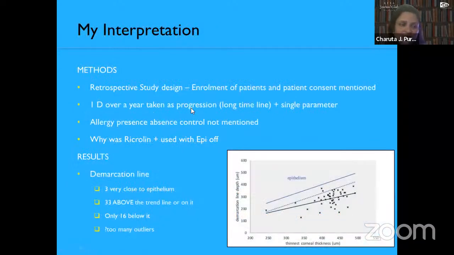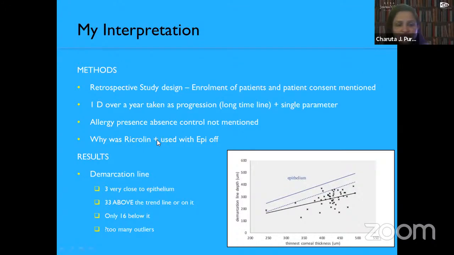So coming to my interpretation, I think that in the study design methodology, there are some obvious pointers. That is, the enrollment of patients and patient consent were mentioned in the same paragraph, although it is a retrospective study design. One diopter over a year was taken as the progression, which is a long timeline for establishing progression, especially when there is only one parameter that we are taking into consideration. The presence or absence of allergy or its control has not been mentioned anywhere in the article.